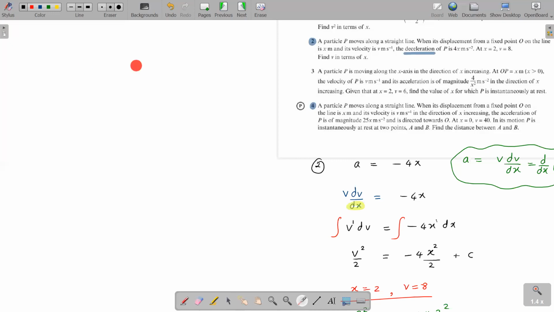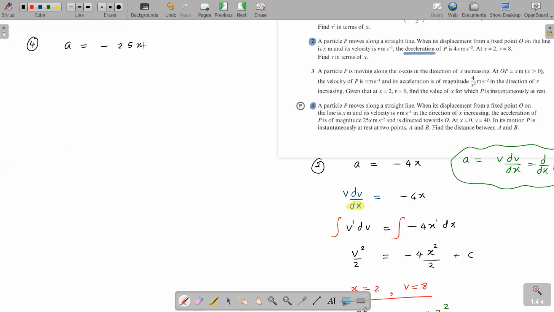So if they say the acceleration is towards the origin, what does it mean to you? It means you must use a negative acceleration, because normally the object is supposed to move away. The acceleration pointing away is positive, so we consider the positive direction of acceleration to be away from the origin. So towards the origin means it is negative. So acceleration is minus 25x.